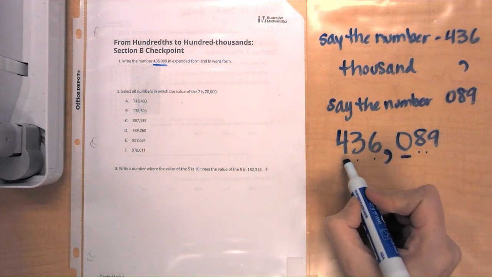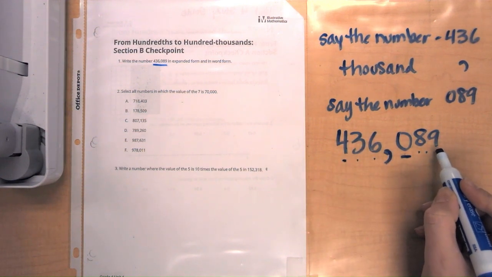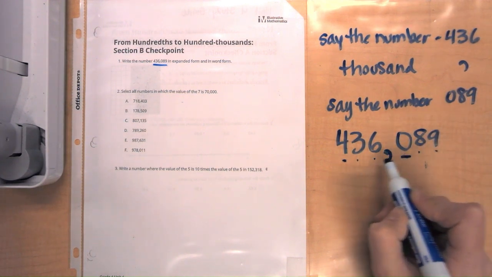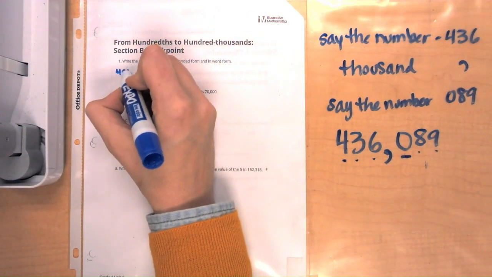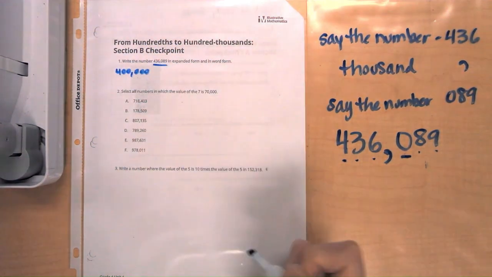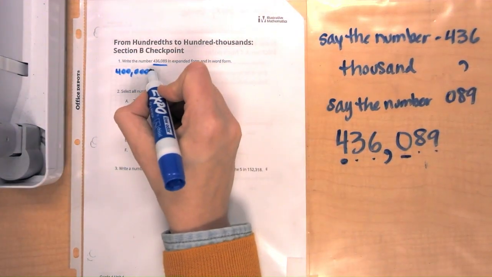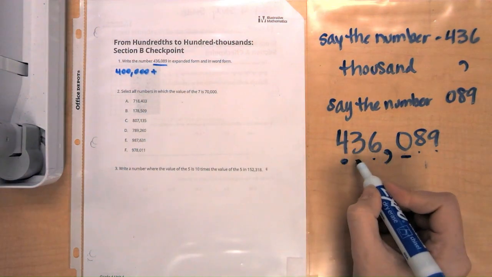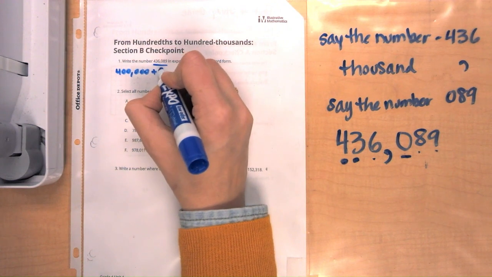asking ourselves, what is the value of the 4? The 4 is in the ones, tens, hundreds, thousands, 10,000s, 100,000s place. So the value of the 4 is 400,000. We're going to add the second part, the next digit. What's the value of the 3? 30,000.